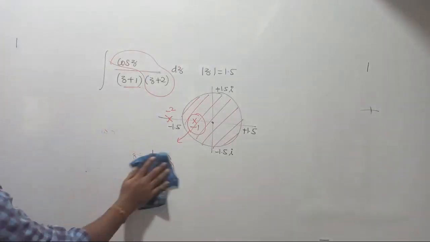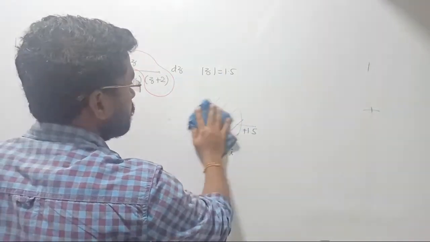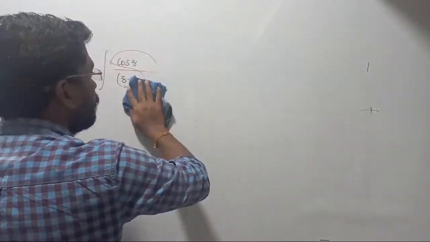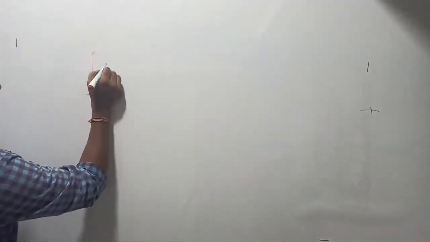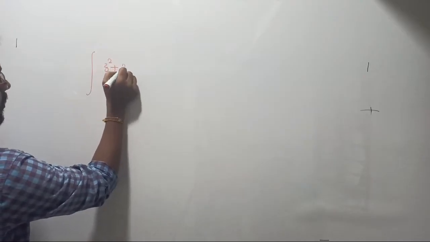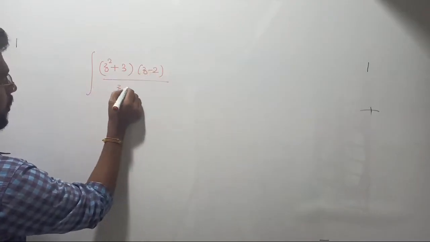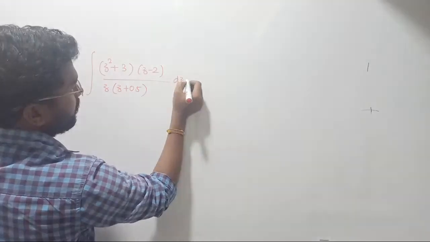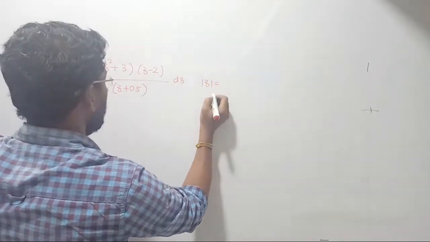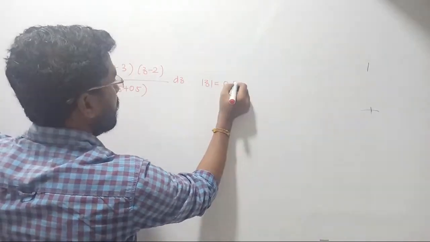Yes, let me rub this one. Let us rub these things, okay? Let us take one more example, right, in order to get a clear idea. Let us consider z square plus 3, into z minus 2, in the denominator, let me consider z plus 0.5 into z, with respect to dz, whereas given it is mod z equal to, let us consider, what shall we do now? Let me take 0.3, right?